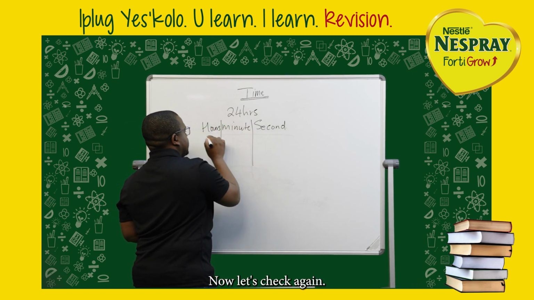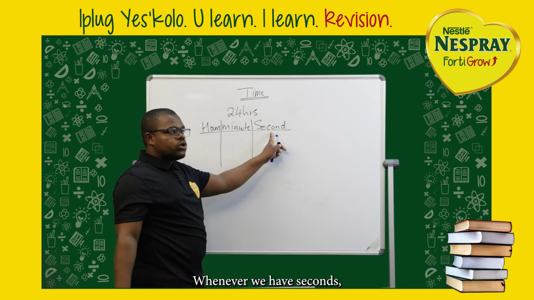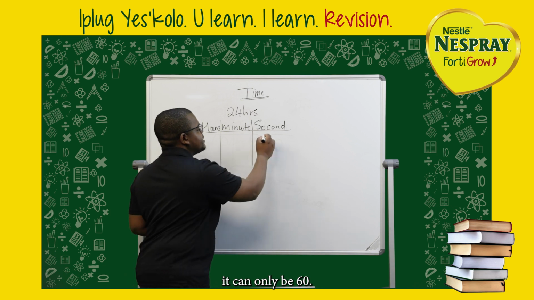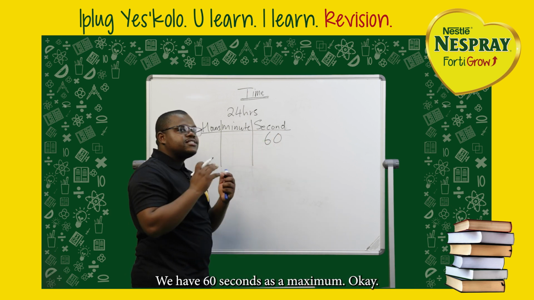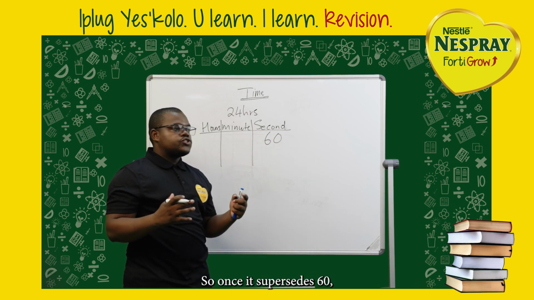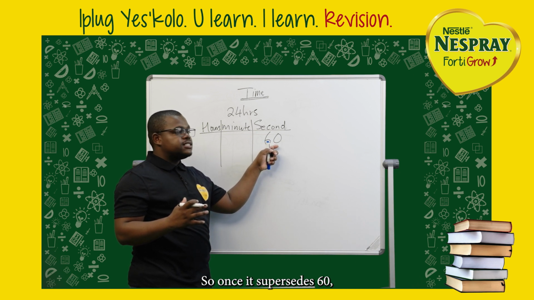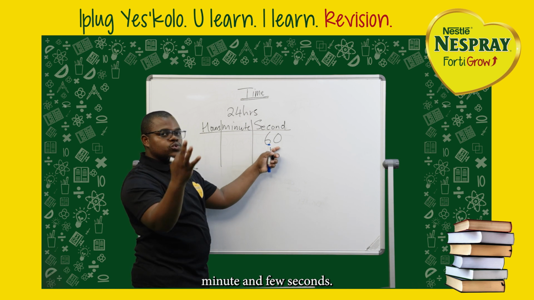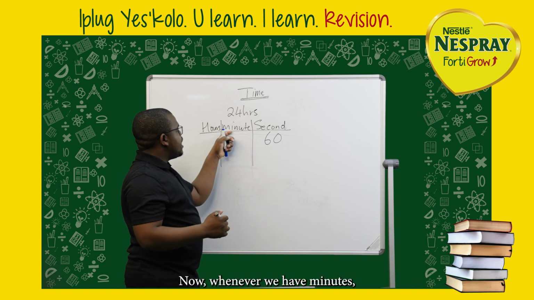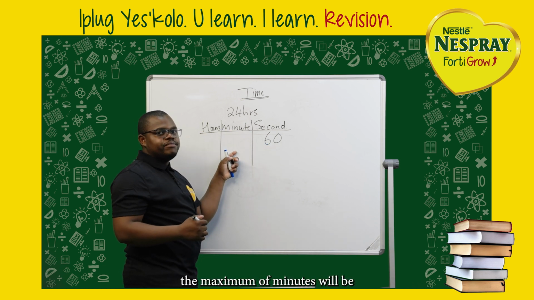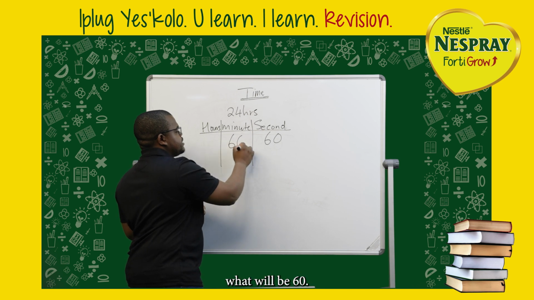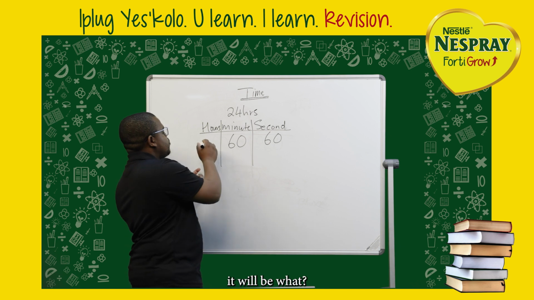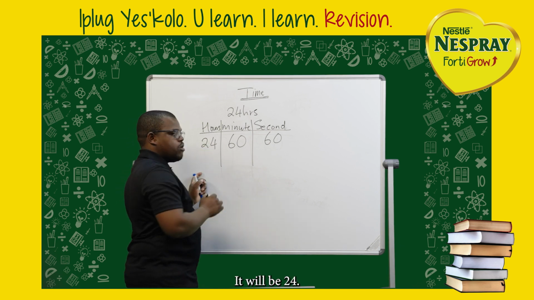Now let's check again. Whenever we have seconds, the maximum of seconds we can have is 60. We have 60 seconds as a maximum. So once it supersedes 60, we know that it's now minutes and a few seconds. Now, whenever we have minutes, the maximum of minutes will be 60. Then the maximum of hours here will be 24.